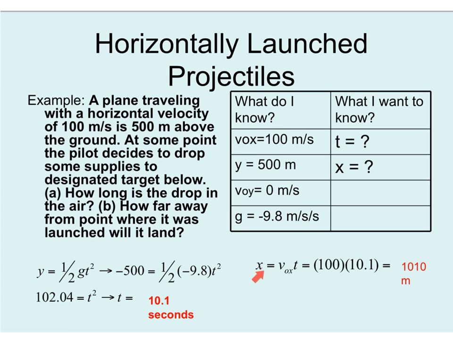Now, the next thing we have to do is determine how far away from the point the launch will land. To do this, we're going to take our horizontal velocity, which was 100 meters per second. We're going to multiply that times our time that we just calculated, which was 10.1 seconds. Multiply that out, and we get 1,010 meters.